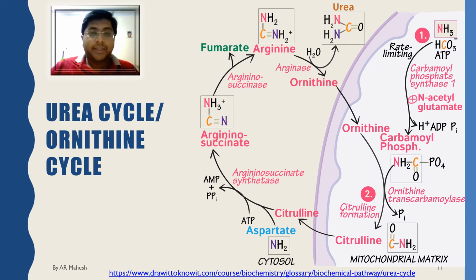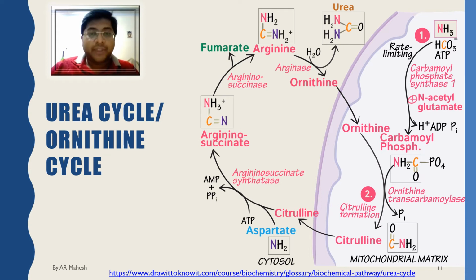Coming to the urea cycle, urea is the end product of protein metabolism. The nitrogen of amino acids is converted to ammonia, which is toxic to the nervous system and is fatal to the body. Hence, the nitrogen should be detoxified to urea. Urea is synthesized in the liver, transported to the kidney, and around 20 to 30 grams of urea is excreted through urine by a normal individual.